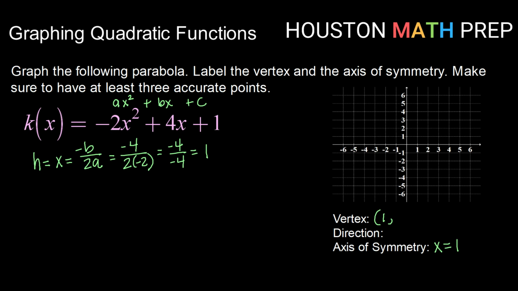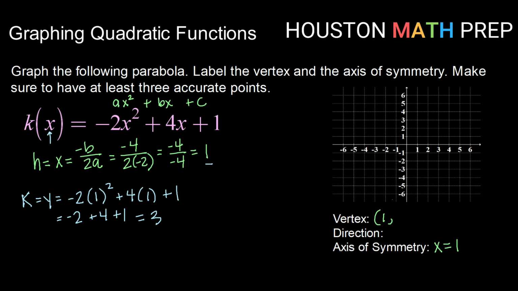In general, we know that finding a y value can be done by taking an x value and plugging it in to our equation. So k, or the y value of my vertex, will be negative 2 times 1 squared plus 4 times 1 plus 1. So that's negative 2 plus 4 plus 1, or 2 plus 1 is 3. So my vertex has a y-coordinate of 3.